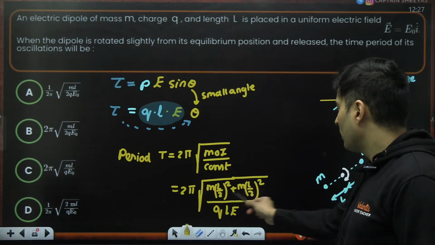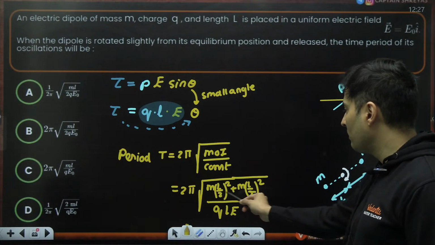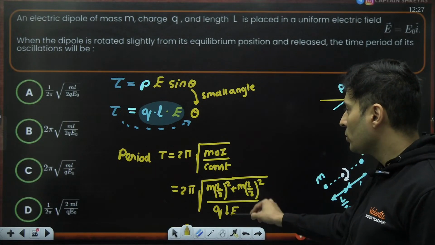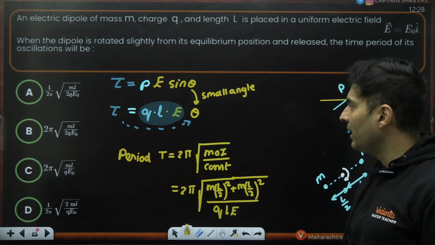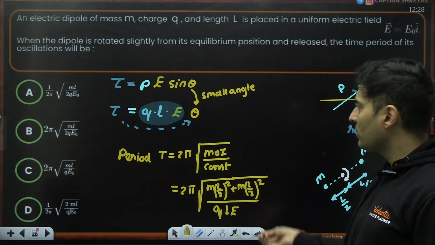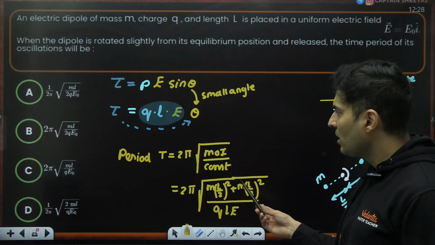This is 1 by 4. This is also 1 by 4. 1 by 4 plus 1 by 4 is 1 by 2. So 2 will come in the denominator. So L will also get cancelled. So ML by 2 Q E naught.